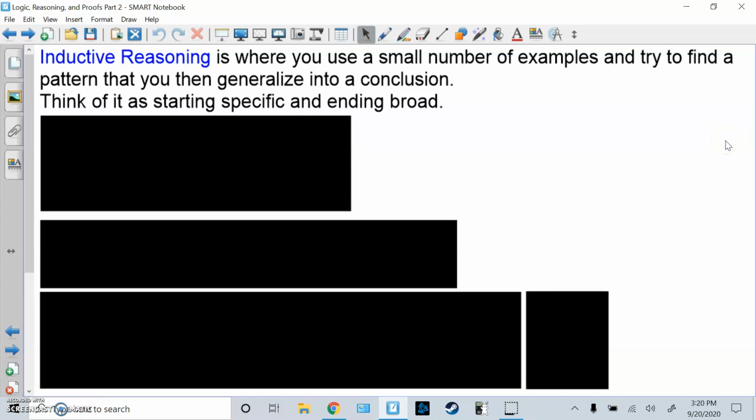So inductive reasoning is where you use a small number of examples to try to find a pattern that you see, and then you generalize that into a conclusion. Think of it as starting specific and ending broad.